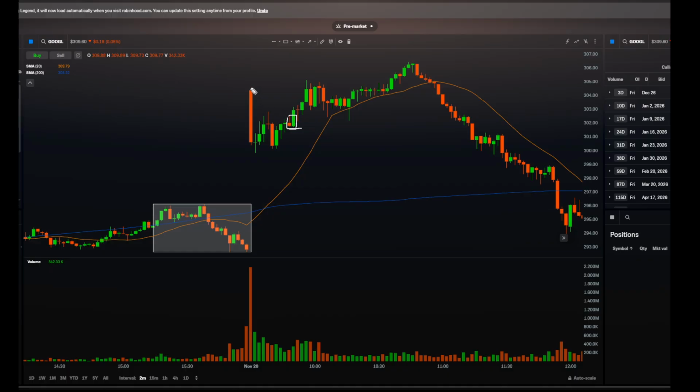What I'm aiming for is the high of the day. That's the first take profit I'm aiming for, right? And if you notice, this first take profit is three candles, right? So this is my entry candle here. This is green candle. I have one, two, three. This is my third candle.